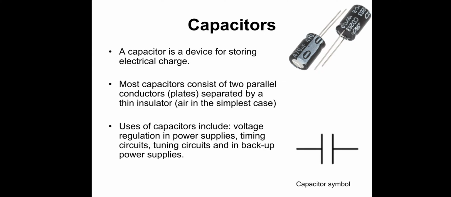A capacitor is a device for storing electrical charge. Most capacitors consist of two parallel conductors or plates separated by a thin insulator. The insulator will be air in the simplest case. There can be other insulators; we'll look at that in a few lessons' time. Some uses of capacitors include voltage regulation in power supplies, timing circuits, tuning circuits, and in backup power supplies.